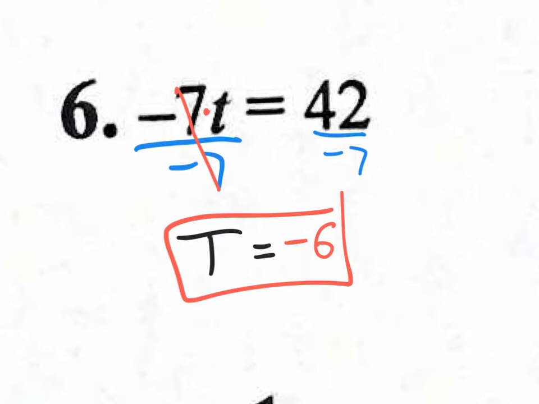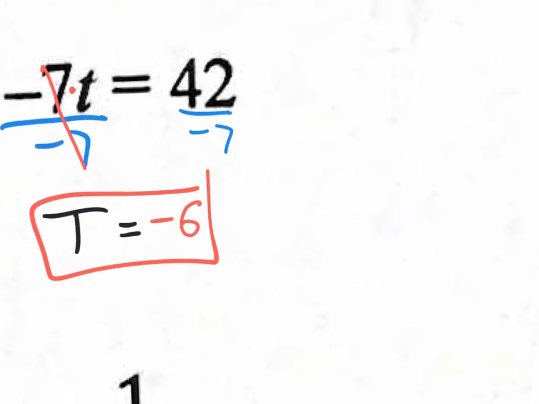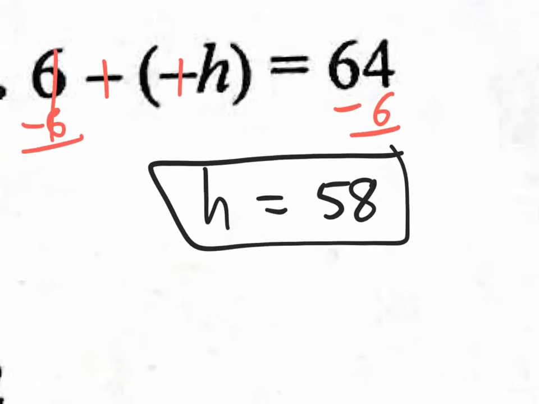Now, if you get some answers on tomorrow's quiz and you want to double check them, all you got to do is take that negative 6 and put it right here with the calculator. So with the calculator, you're going to go negative 7 times negative 6, and it should equal positive 42. If it does, then you're absolutely positive that you have the right answer. Let's move on to number 8.